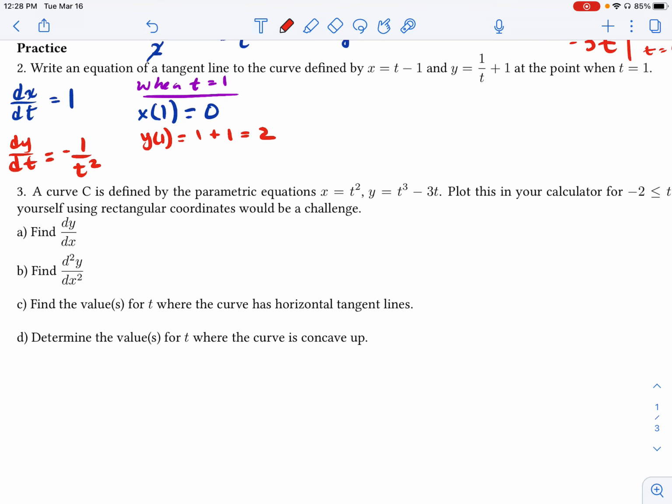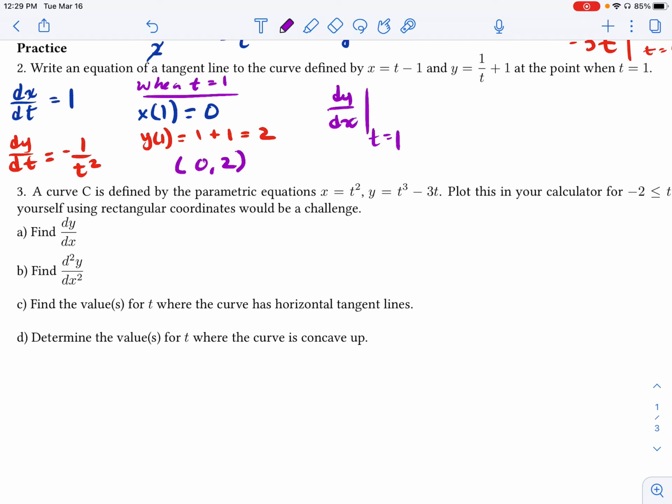And so we know from this information that our point, our rectangular coordinate, is (0, 2). So that is the coordinate that our plane curve is going to cross through when t is equal to 1. Next, let's finish finding our slope. We found our dx/dt and our dy/dt. So now let's find dy/dx. And we know we're going to need to evaluate this at t equal to 1.